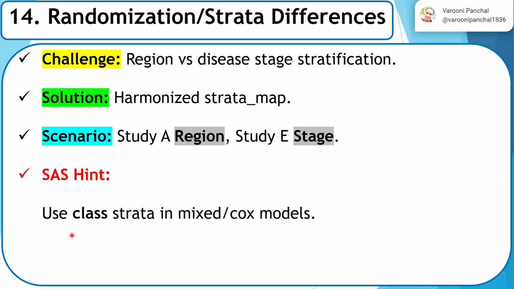You can use a class statement as strata or a group in mixed and Cox models. Now this is programmatic, but technically and practically you need to understand the strata differences. For this you need to go back to the mock shells of each and every individual 12 studies and see which strata was used in which study. Similarly, you can come up with the harmonized strata for the one ISS and ISE study.